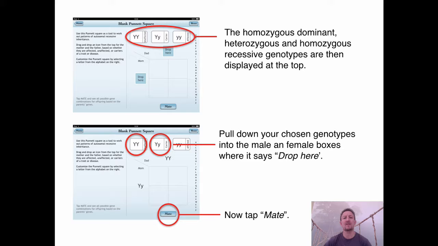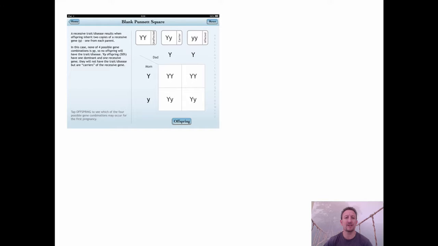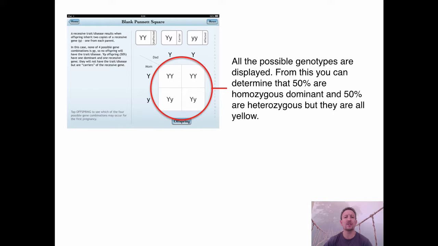Okay, so the next thing you've then got to do is hit the bottom tab which says mate. And what will happen is you'll pull up this slide. Now this slide will then show you all the various genotypes straight away. So you can determine just exactly as we did earlier, you can see that we've got our 50% homozygous dominant and our 50% heterozygous, and they're all yellow.